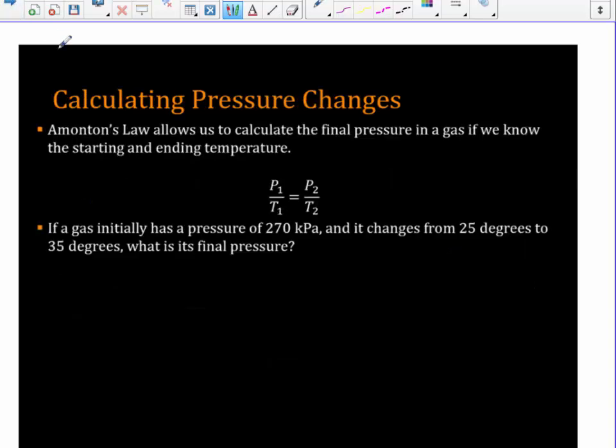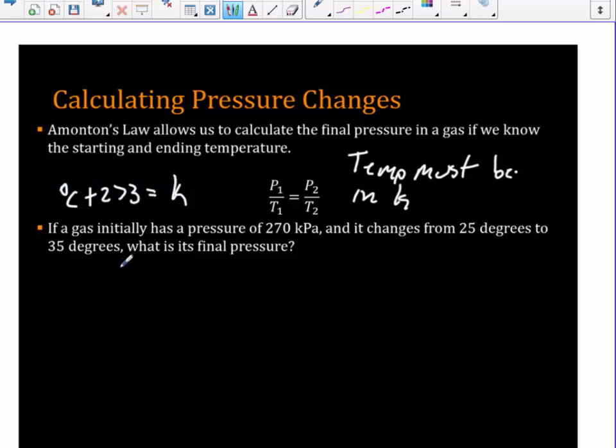Now, there is a mathematical equation that states Amonton's law. It just says the initial pressure over the initial temperature is equal to the final pressure over the final temperature. Now, there is one caveat on this. Temperature must be in Kelvin. Usually you're given temperature in degrees Celsius, so it's easy to go from degrees Celsius to Kelvin. Degrees Celsius plus 273 is equal to the temperature in Kelvin.